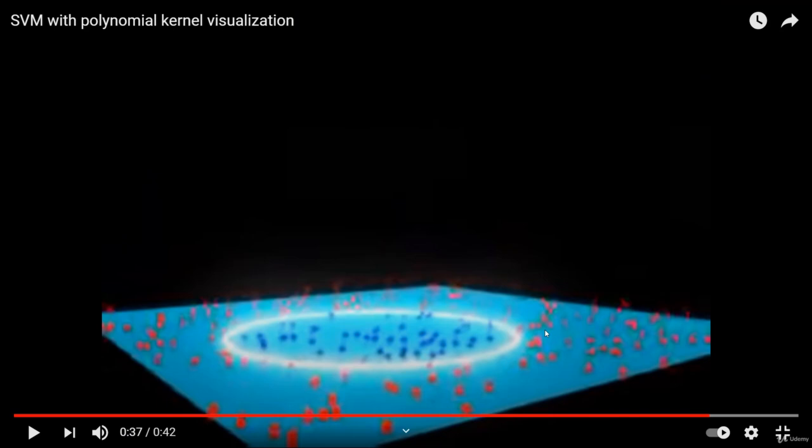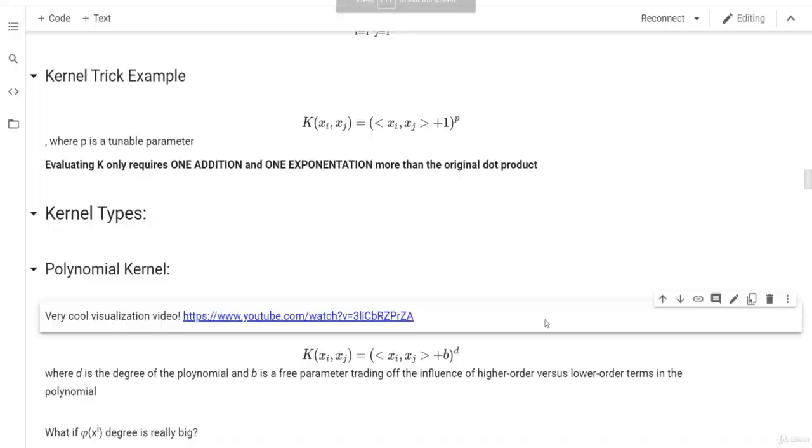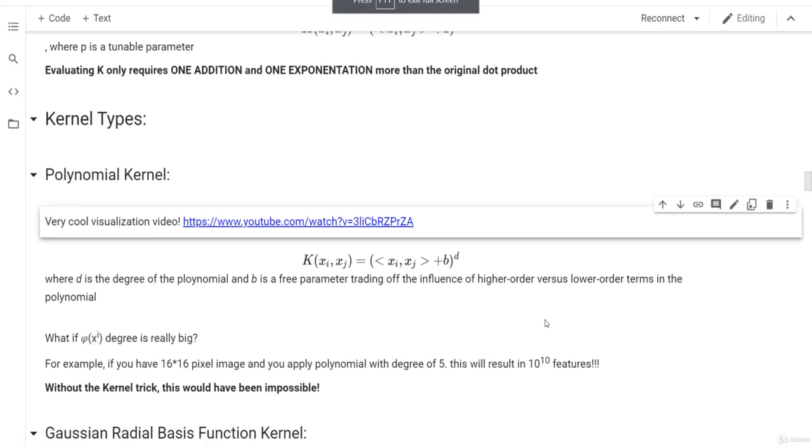So this is basically the polynomial kernel, or in general, what happens when we use a kernel with the SVM. So going back again, this is the visualization for the polynomial kernel.